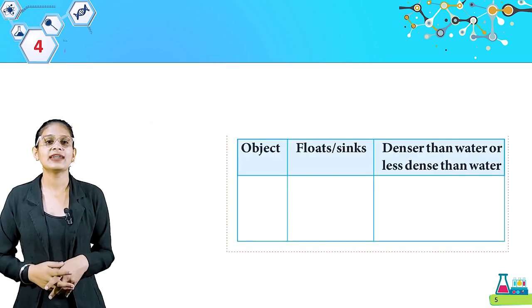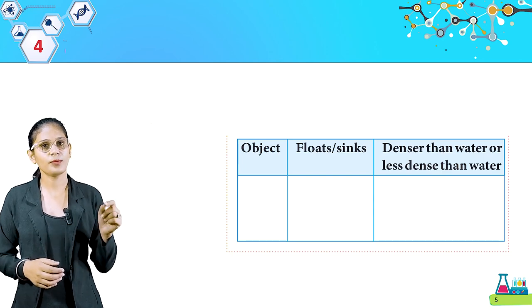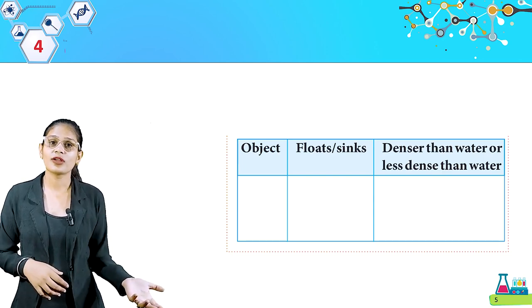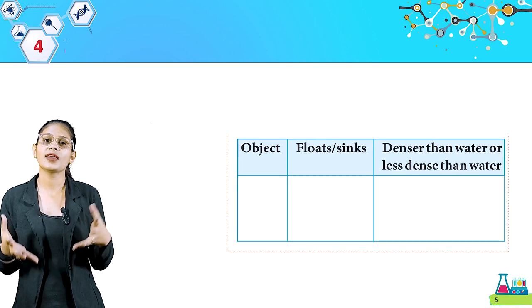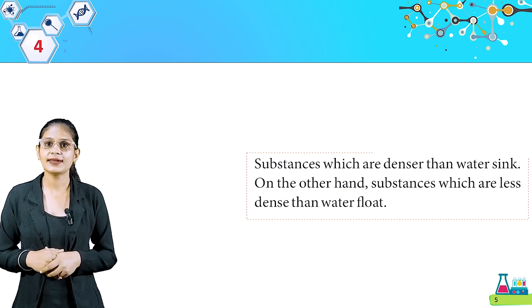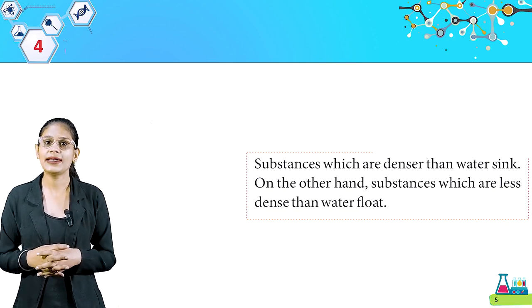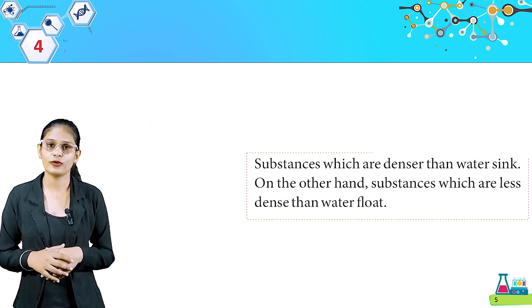So students, आपने क्या करना है, ये सारी चीजें लेनी है और एक एक ऑब्जेक्ट को आप पानी में डालते जाएंगे. कौन सी ऑब्जेक्ट फ्लोट कर रही है, कौन सी सिंक कर रही है, ये आपने इस टेबल में लिखना है. Substances which are denser than water sink. On the other hand, substances which are less dense than water float.